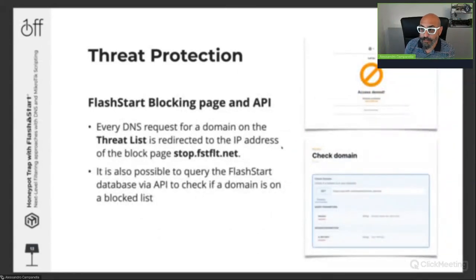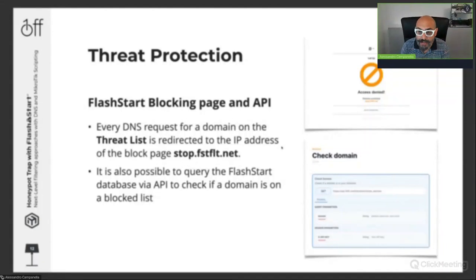If I ask FlashStart to resolve some of these domains, FlashStart replies with a blocking page. So the stop.flashstart.net domain replies with access denied, or we can also query the API of FlashStart with the domain. It's very interesting. We can use it with the API, because from the router we can manipulate all the behavior of FlashStart itself. So, for example, adding new domains in the block list or in the whitelist.